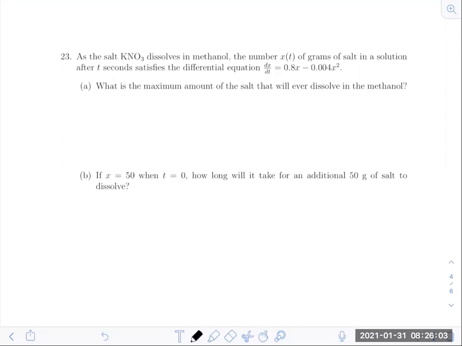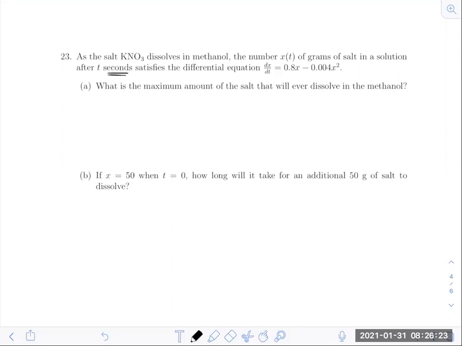And we have another example here, problem 23 from the text, that's going to work with that logistic equation. So let's see, as the salt dissolves in methanol, the number X of T of grams of salt in a solution after T seconds, so time is in seconds, satisfies that given differential equation. Part A: what is the maximum amount of salt that will ever dissolve in the methanol?